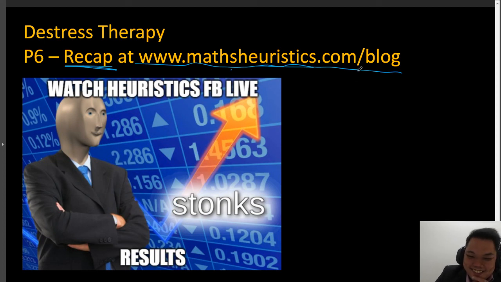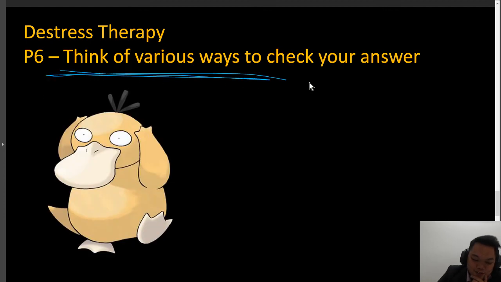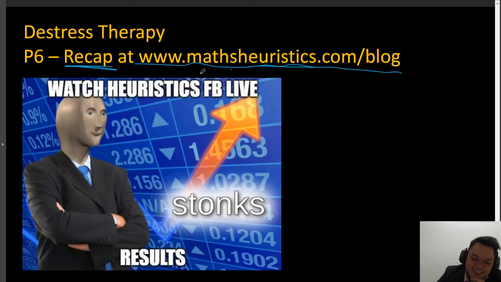Please be careful of this kind of mistake. Just to tie in with this, think of various ways to check your answer, because if you check line by line while you subconsciously believe that 9 plus 10 is equal to 21, you're never going to spot that answer. So just to tie that up together.